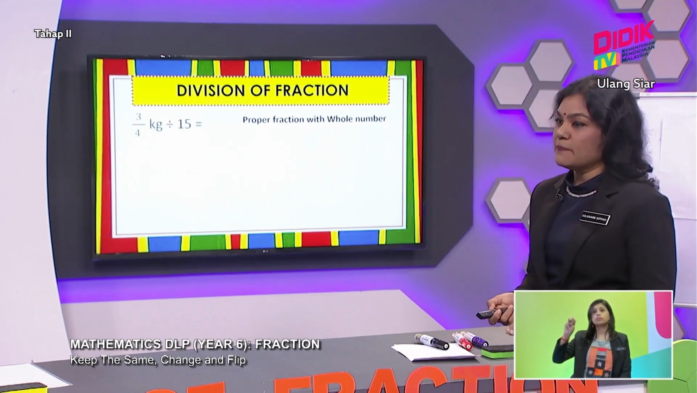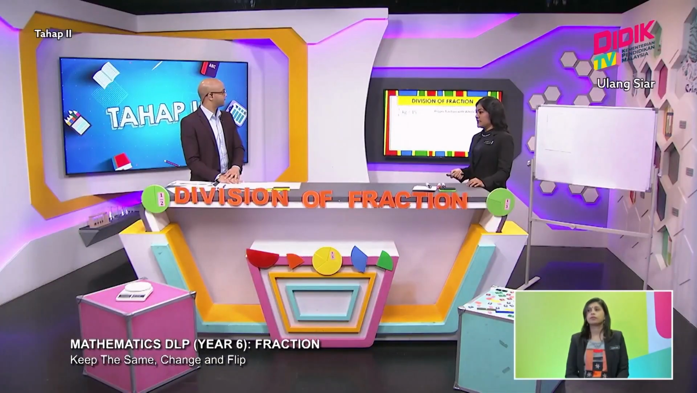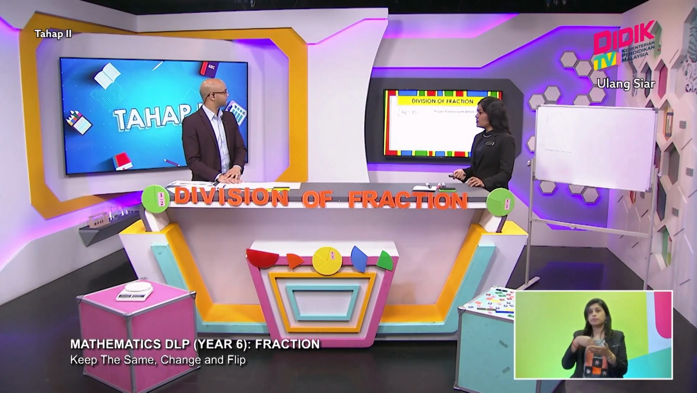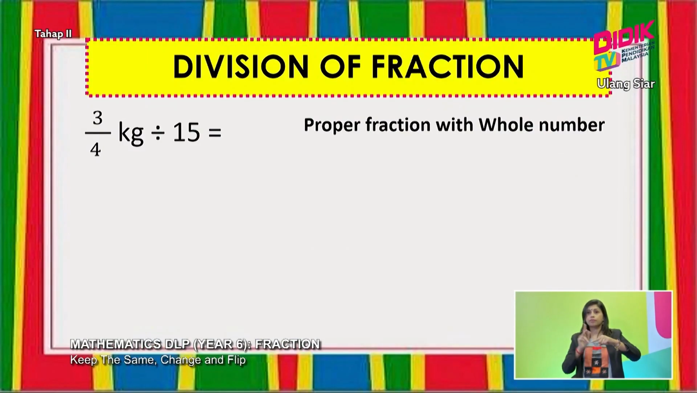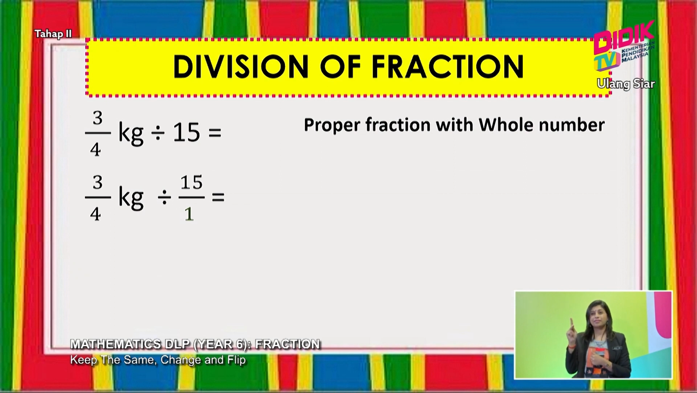Now we look at an example of a proper fraction with a whole number. 3 over 4 kg, also known as 3/4 kg, divided by 15. When a whole number comes, we have to convert that whole number into an improper fraction. How to do it? We just add 1 below the whole number as the denominator. So, keep the same. What is that, Sean? First we keep the same, that means the value we keep. The first proper fraction, 3 over 4, we keep the same. That means we shouldn't make any changes to it.